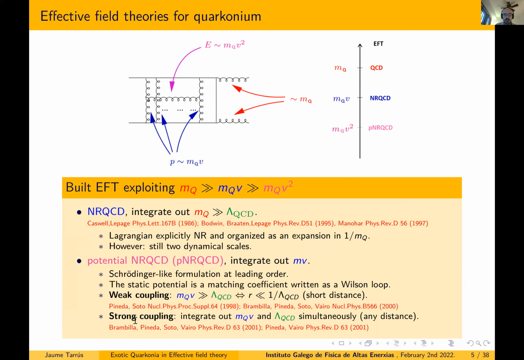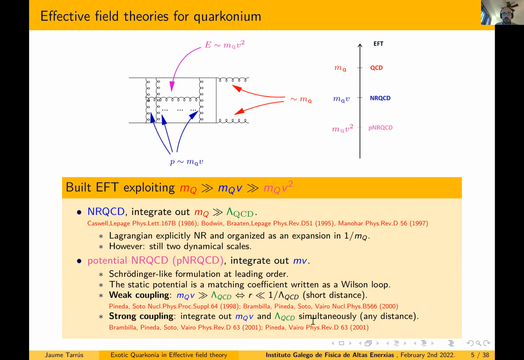And then the more general version is the strong coupling regime, in which both the soft scale and the lambda QCD scale are integrated out simultaneously. And this is valid for any distances, but in this case, the potentials are in general non-perturbative objects, and one can only write them as Wilson loops, which then need to be evaluated also with non-perturbative techniques.